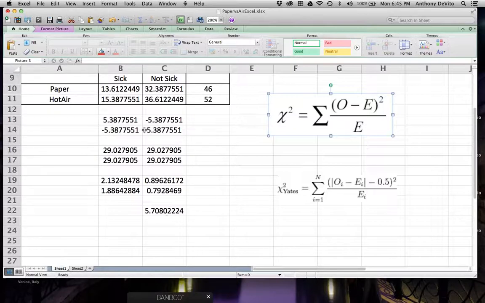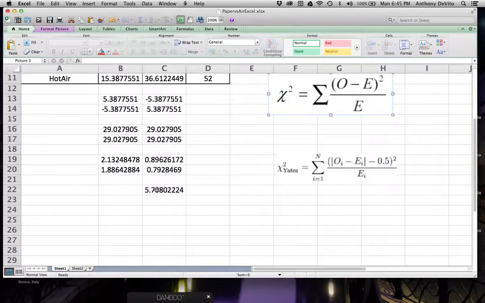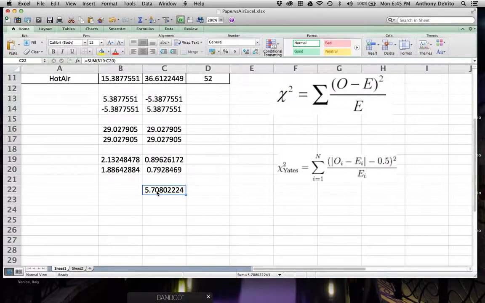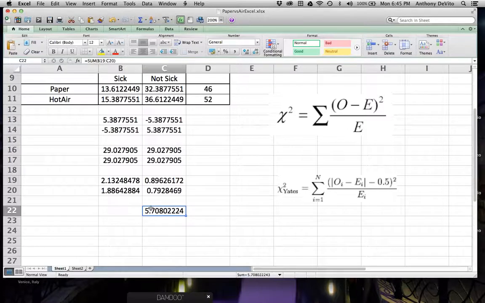Now, if the differences between the expected values and the observed values are small, what would you expect chi-square to be? You'd expect it to be a small number. If the differences between the observed values and the expected values are big, you would expect chi-square to be a big number. So this value now is chi-square. I'm just going to write it in there like that.